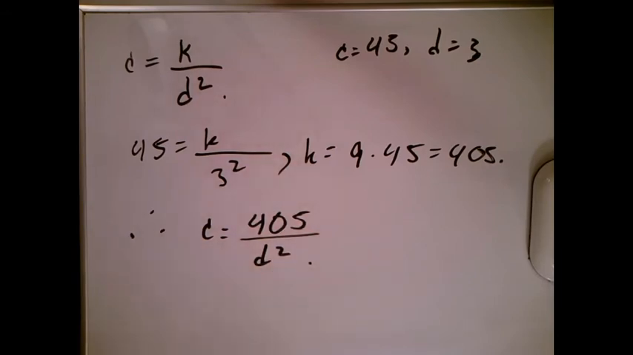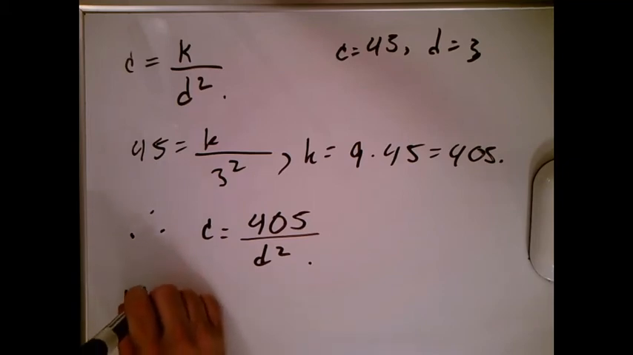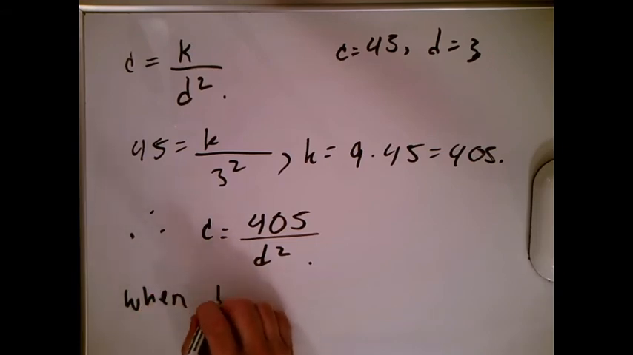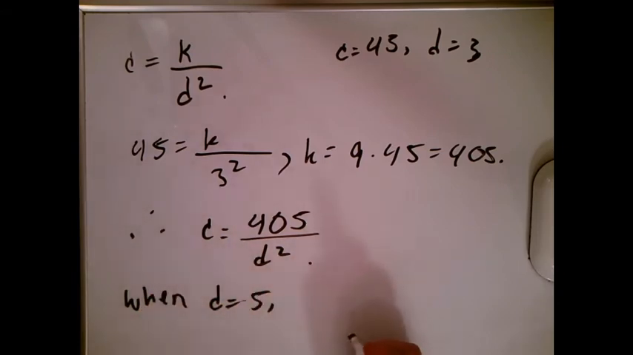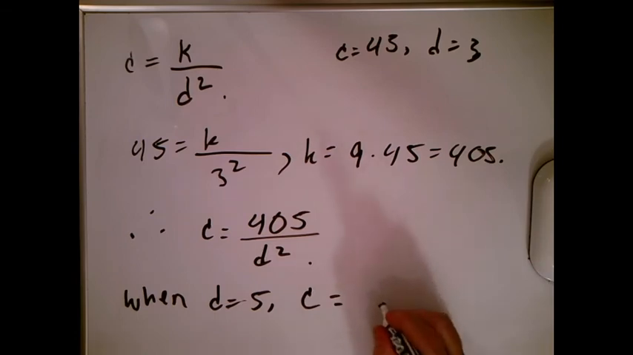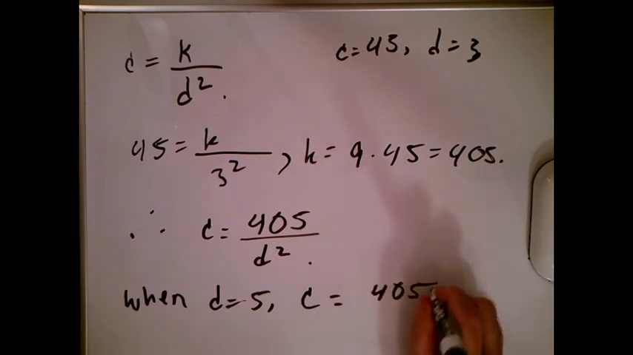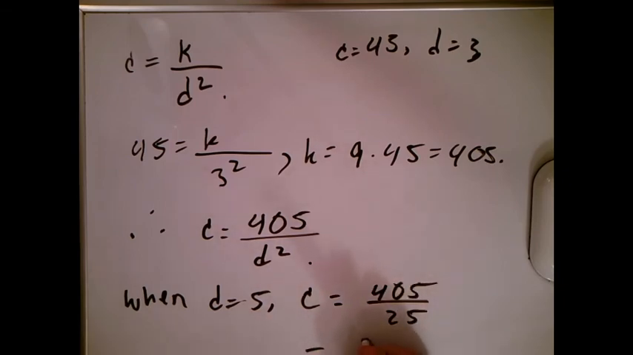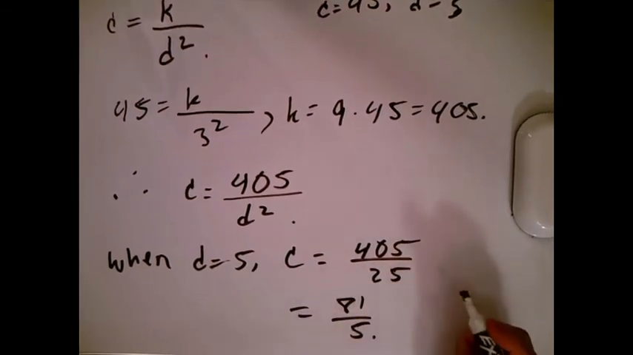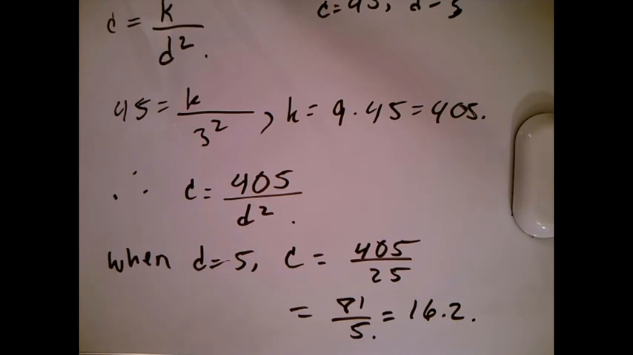Now remember, the second thing they asked was, find C when D equals 5. So I'm just going to write down when D equals 5, C is going to be 405 over 25. I can divide the top and bottom by 5, so I'm just going to get 81 over 5 like that, which is a perfectly good answer. And this is something like, what, 20.2? Does that sound right? 16.2. Anyways, dangerous to do arithmetic when you haven't practiced.